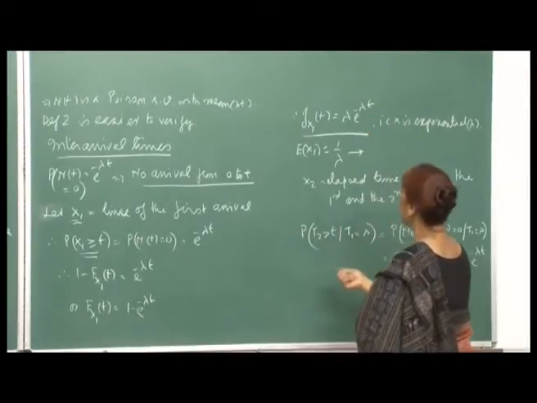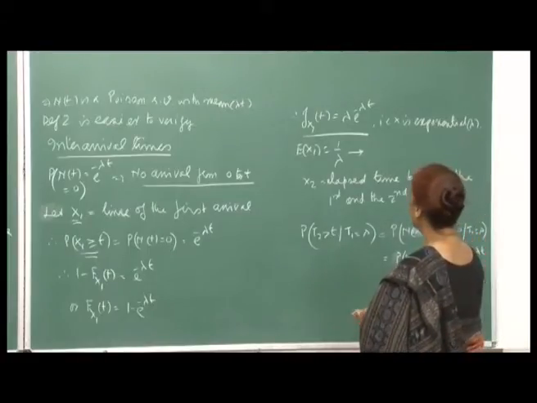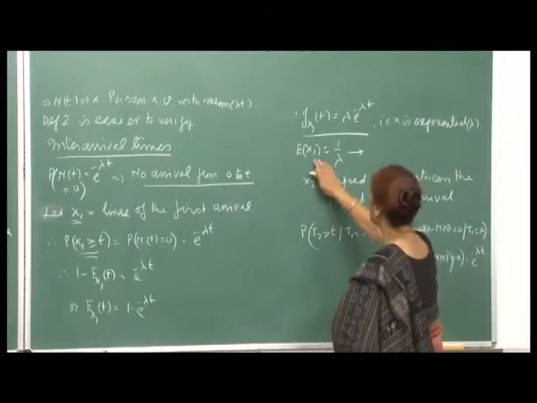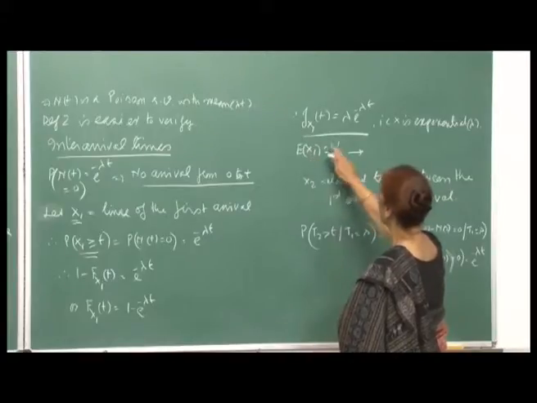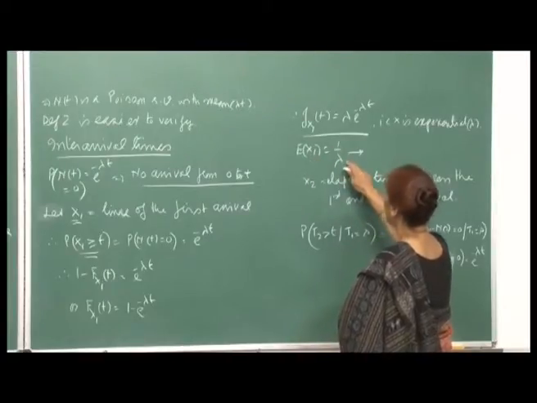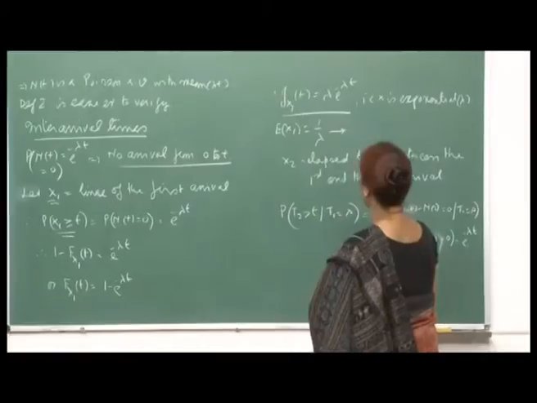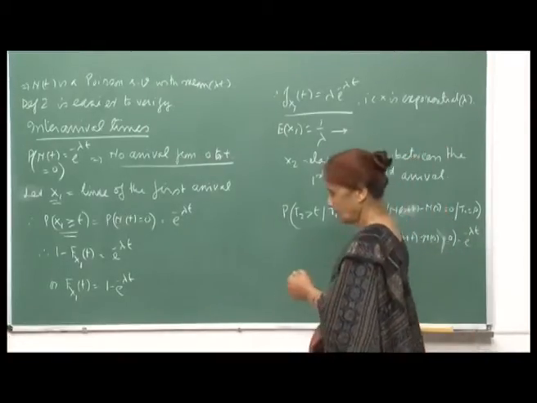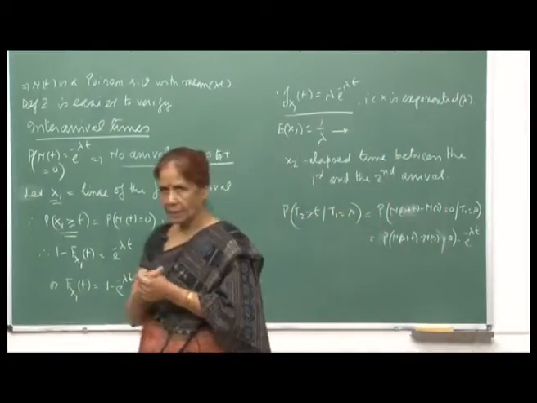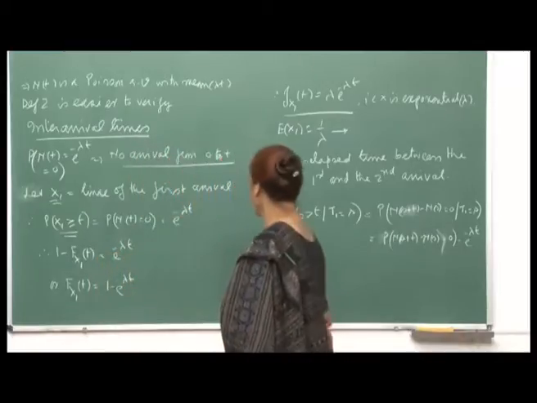So, the distribution of X1 is exponential lambda, and therefore the expected value of X1 is 1 upon lambda. So, this tells you that 1 upon lambda is the mean time of first arrival, right.